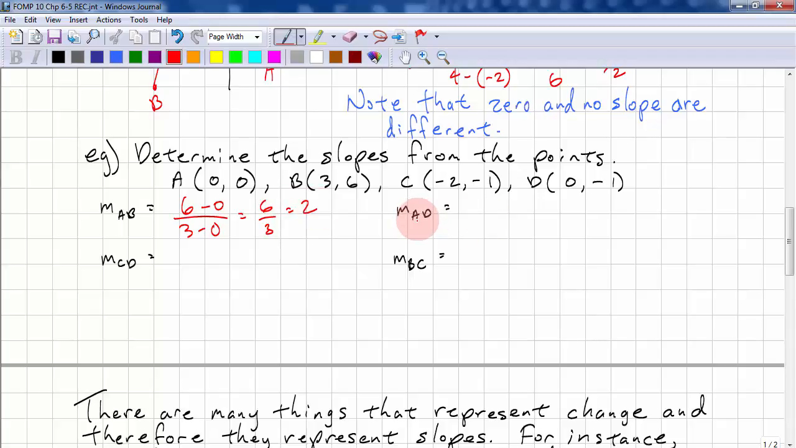Okay, let's do slope from A to D. This one becomes x2, y2, and this one stays x1, y1. So negative 1 minus 0 over 0 minus 0. This is negative 1 over 0. This is undefined, so we say no slope.